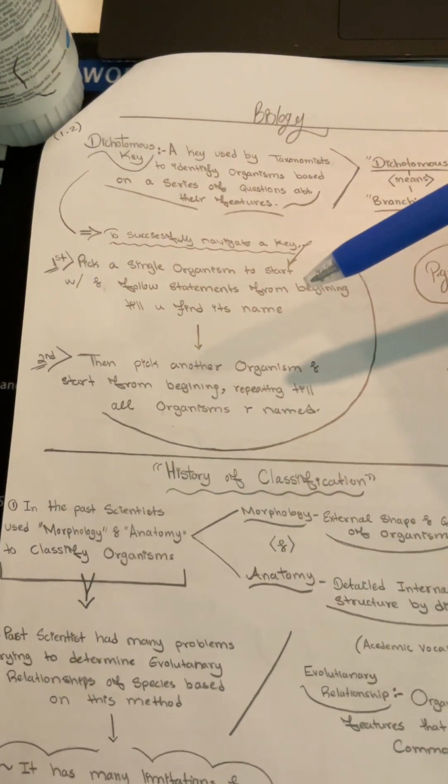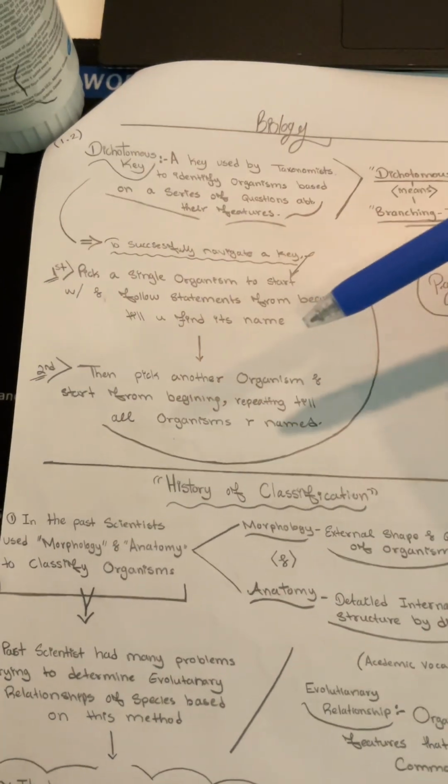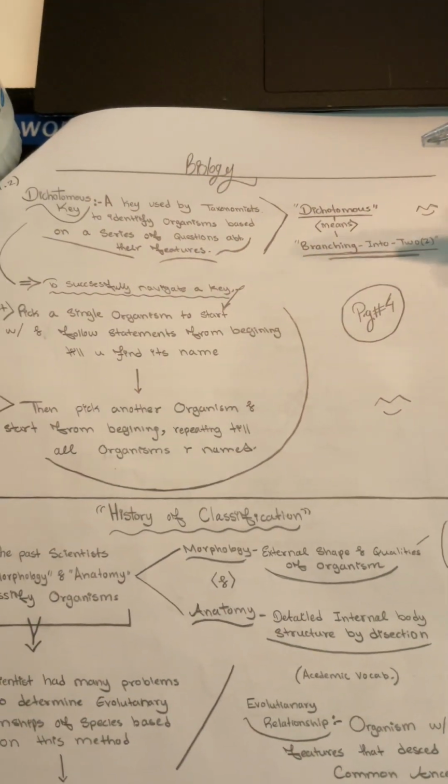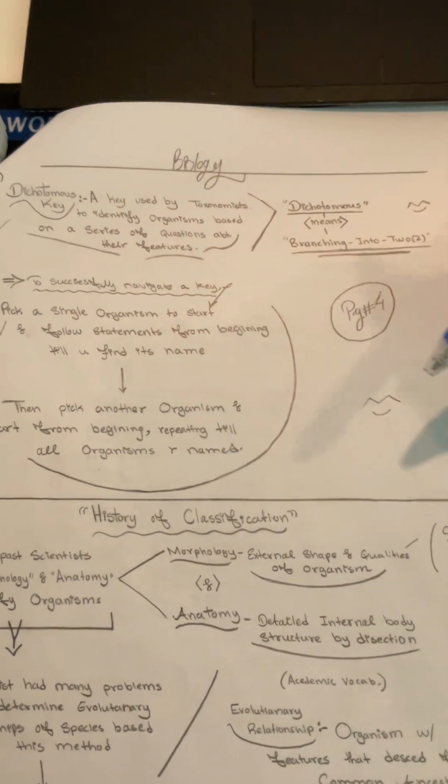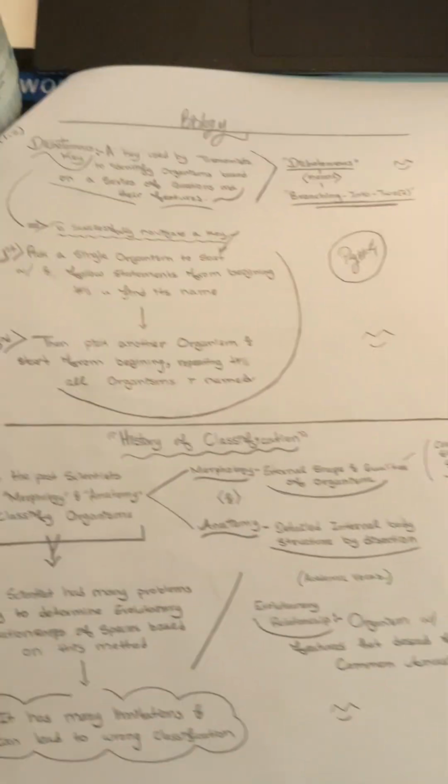Then pick another organism and start from the beginning, repeating the same process all over again to find its name. Dichotomous means branching into two, so basically you're branching into two groups of answers, yes or no, to classify the organism.